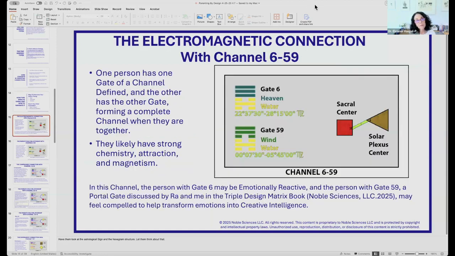So what I've done here for you is to show you an electromagnetic connection with the channel 59-6. I chose channel 59-6 mainly because it is so critical as a channel that is responsible or could be responsible in a parent-child relationship for transforming emotional reactivity into higher octave consciousness.